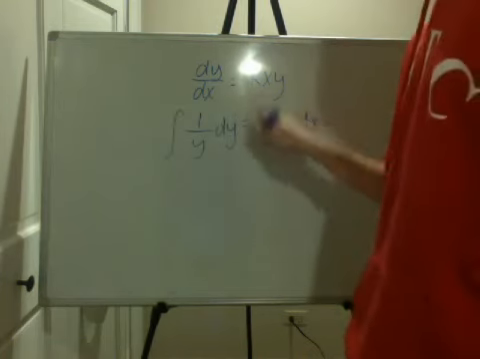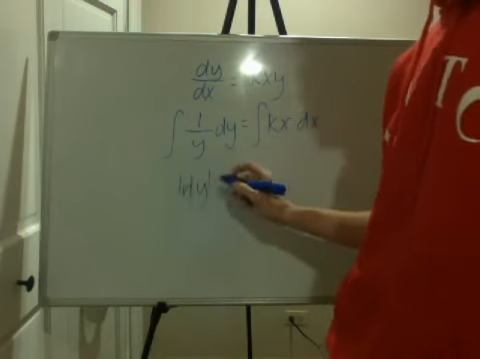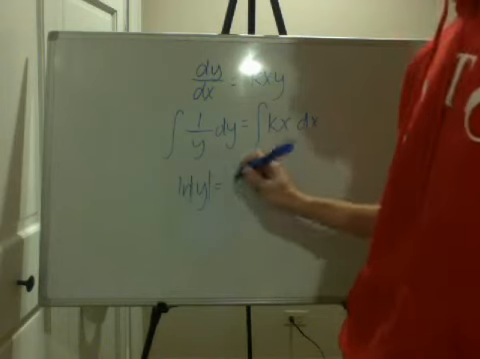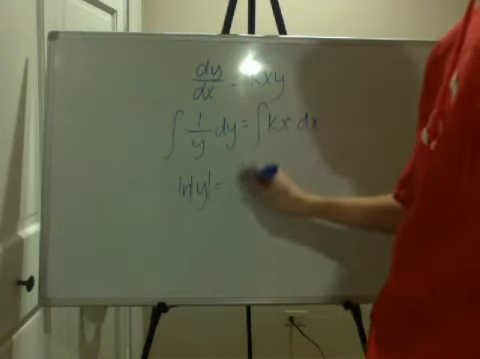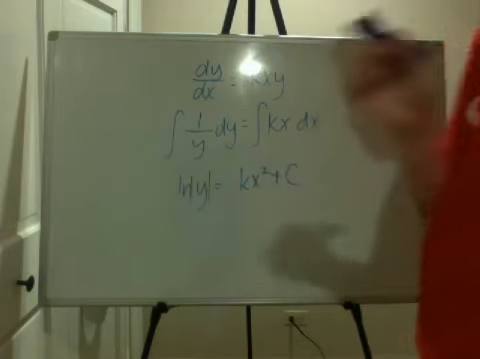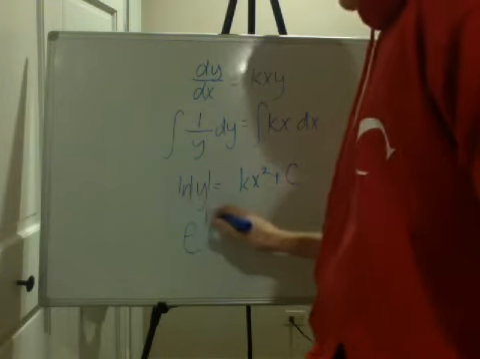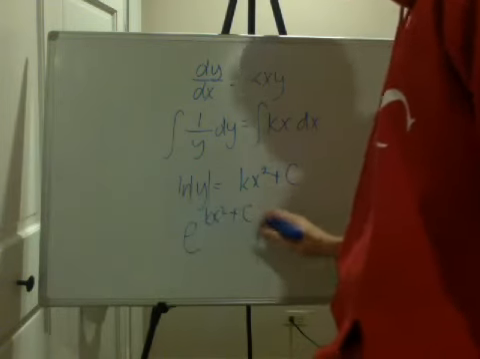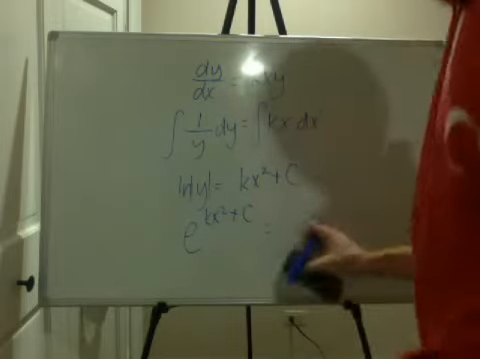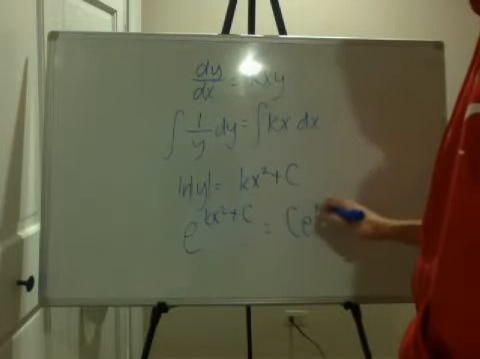Take the antiderivative, and you get the natural log of y. This should be absolute values, I think I forgot them last time. Equals k over 2, but k over 2 is just k, so it'd be kx squared plus c. And it's a similar thing. You just then do e to the kx squared plus c, which equals c e to the kx squared.